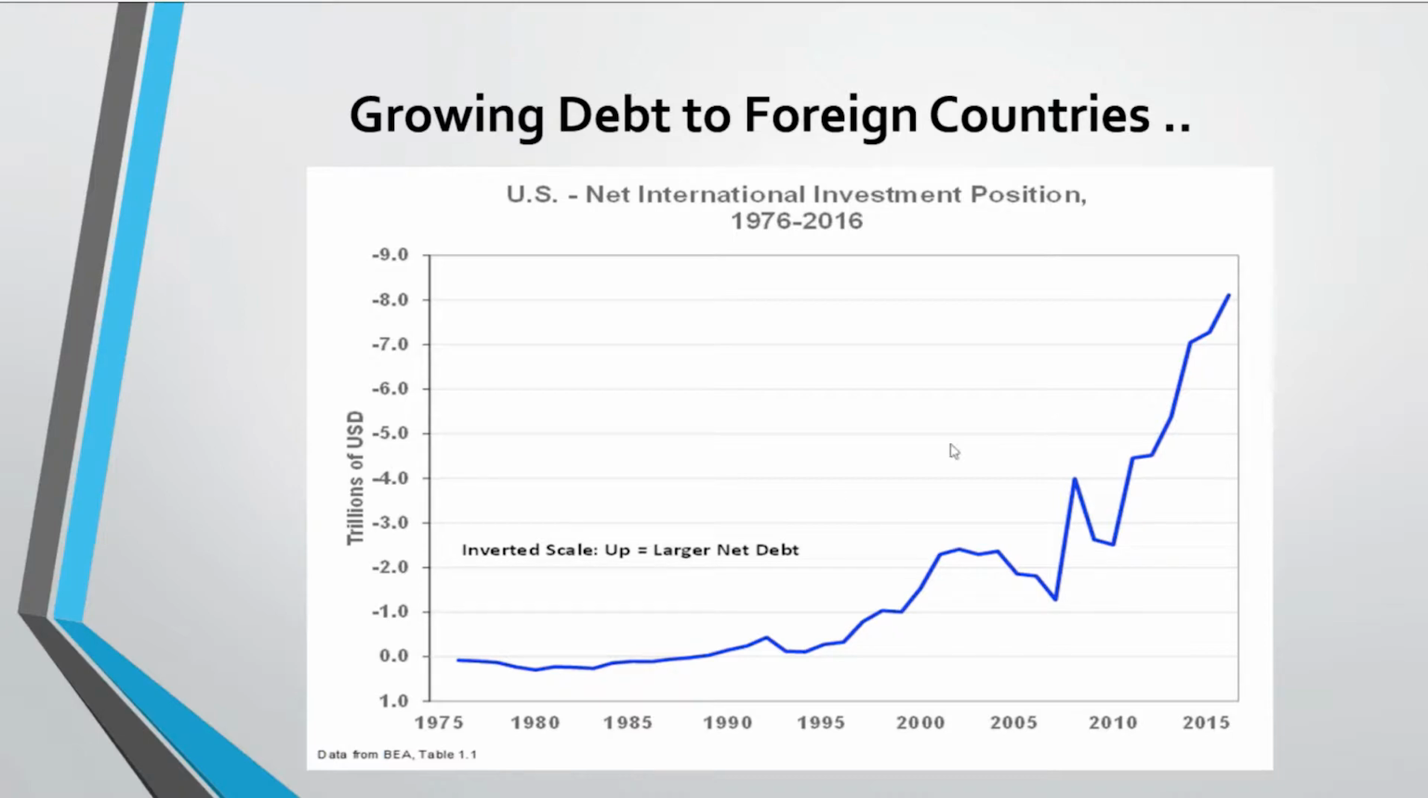And in the process, we have built up a tremendous debt to other countries. As you can see, back in the 70s, as a matter of fact, we had a surplus. What we owed to other countries was less than what they owed to us.